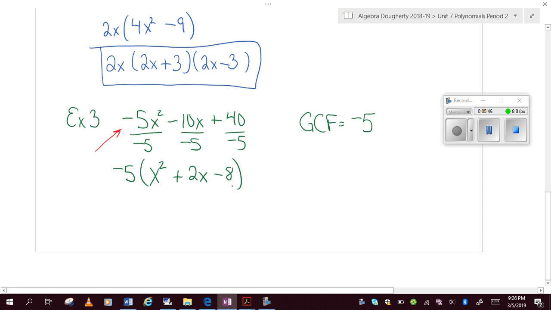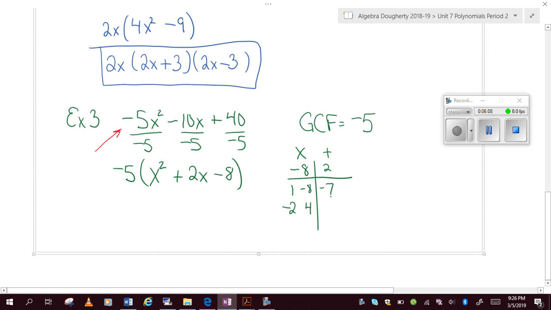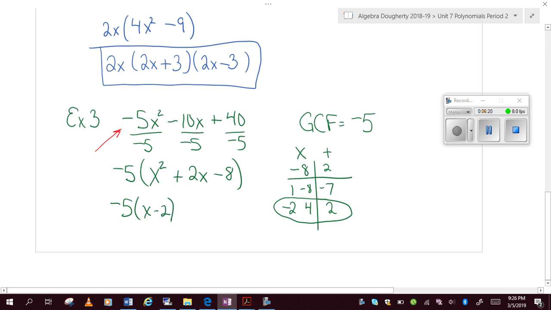Now this is a trinomial. Can we come up with factors of negative 8 that add up to positive 2? Well, if they multiply to negative 8, they're going to have different signs. So let's see, 1 and negative 8 adds up to negative 7. Well, I want the sign to be positive, so we'll try 2 and 4. Let's make that a negative 2 since we want the sign to be positive. Negative 2, positive 4 add up to 2. There's our choice. Negative 5 times x minus 2 times x plus 4. We have factored completely.